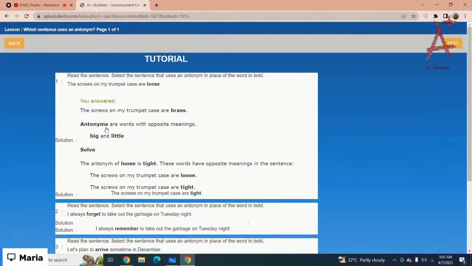Got it? So antonyms are the words that have the opposite meaning. Like big and little. Big and little are opposite to each other. So loose and tight are the antonyms. Loose and tight are opposite to each other. So it would be the screws on my trumpet case are loose. Got it? Let's just start with the test questions.